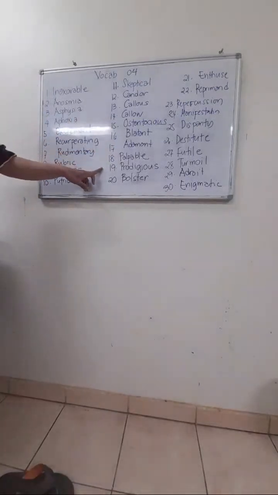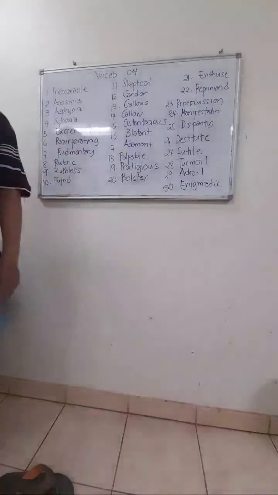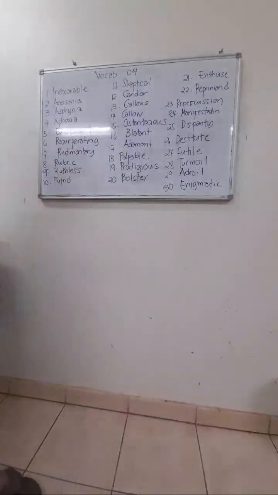Okay, we have number 19, prodigious. Okay, because of his prodigious memory, he really won first prize in the physics quiz bowl. What do you mean by prodigious? Prodigious means colossal, vast, enormous, meaning big. Prodigious memory means enormous memory, big memory, wide memory.